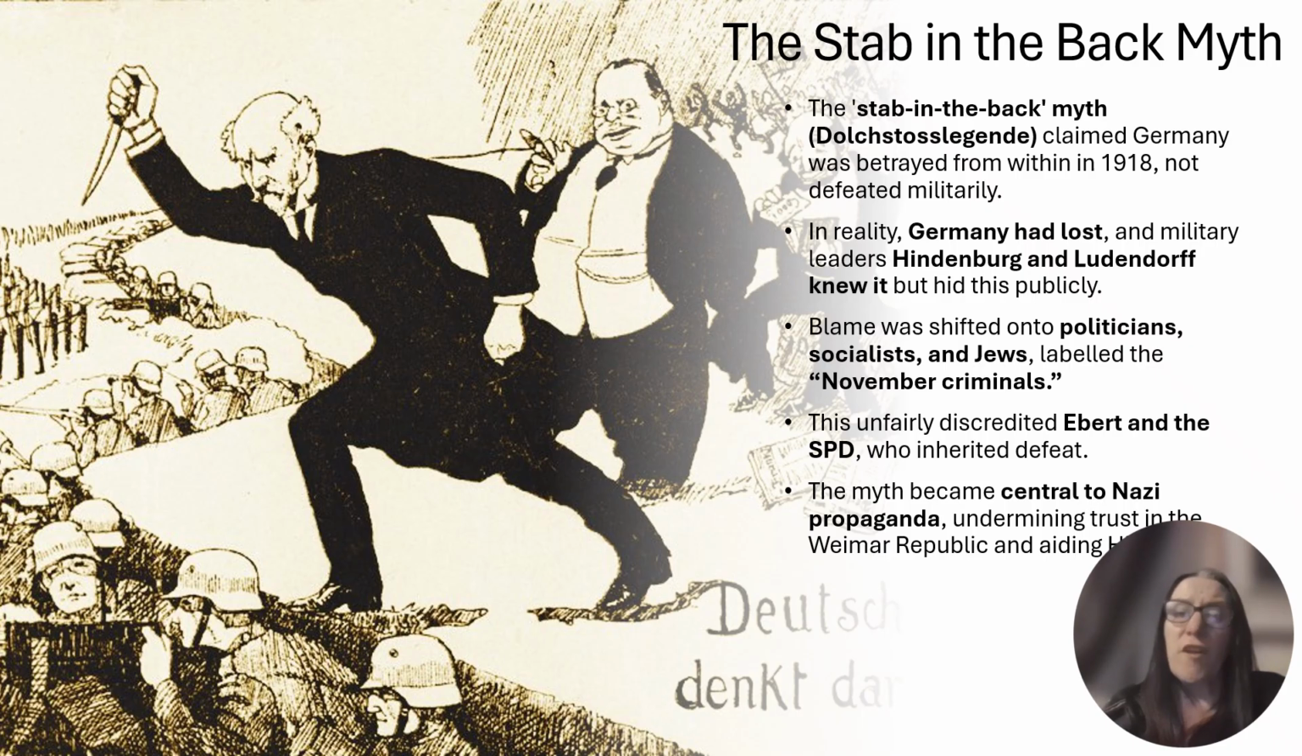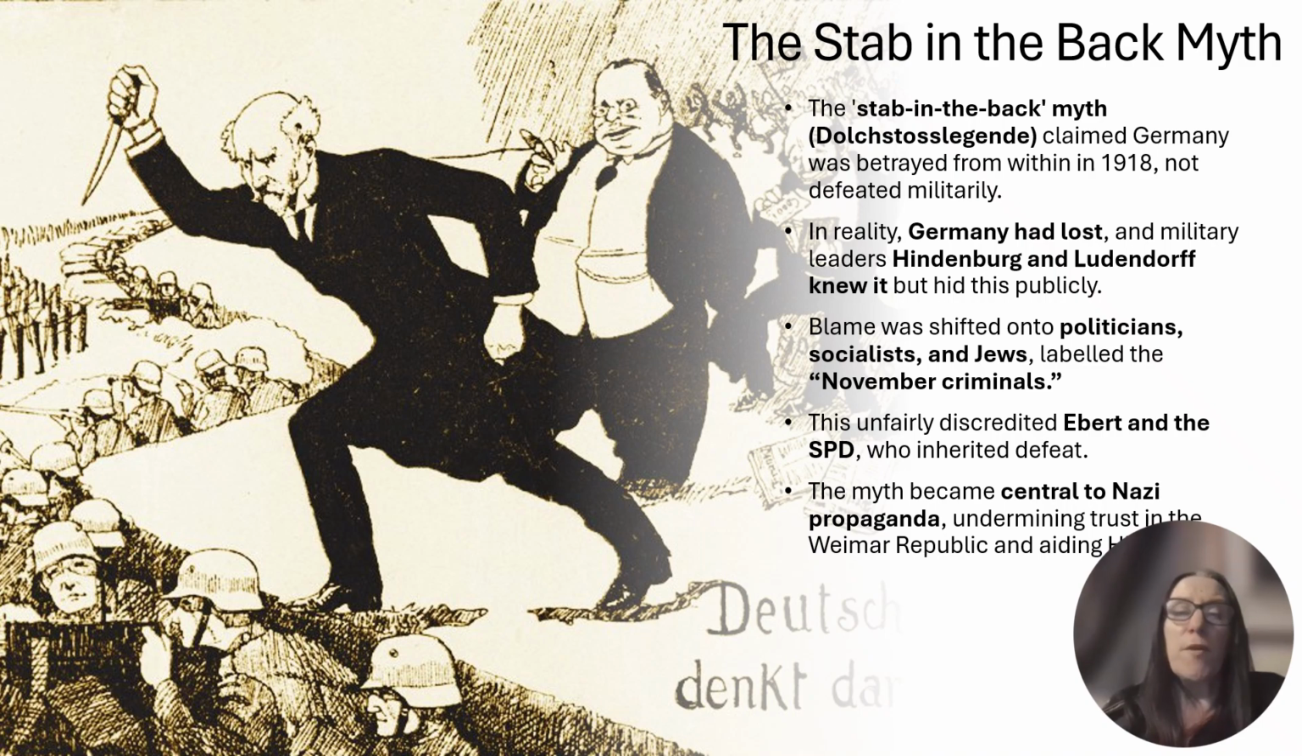When the armistice was signed in November 1918, Germany's army was still on foreign soil. It hadn't been pushed back inside Germany's borders. Military commanders Hindenburg and Ludendorff had recommended seeking peace because they knew the military situation was hopeless. But they were very careful not to say that publicly. Instead, a narrative began to spread. Germany had not been defeated militarily. Germany had been stabbed in the back, betrayed at home by politicians, socialists, and Jews who had undermined the war effort from within. This was a lie. Germany had lost. The military knew it, but the myth was incredibly powerful because it gave people something to blame.